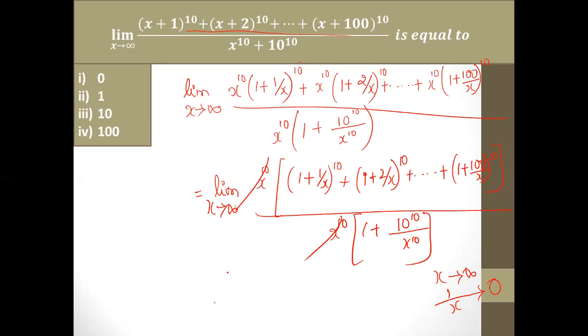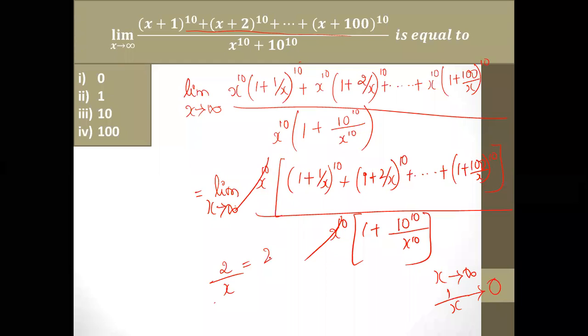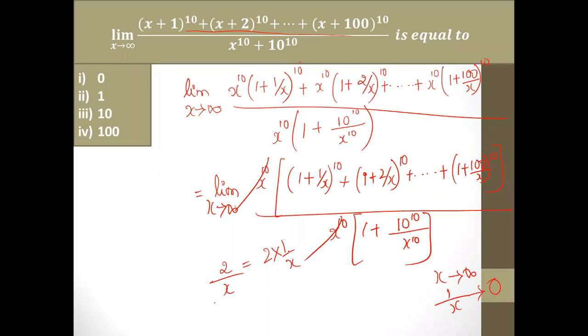If it is 2 by x, how will you write it? 2 by x you can also write as 2 into 1 by x, correct? 2 by x is nothing but 2 into 1 by x. Similarly 3 by x is 3 into 1 by x, and 100 by x is 100 into 1 by x. In the same way, okay, Prabha? Now, did you apply it? Similarly, 10 power 10 by x power 10 can be written as 10 by x whole power 10. And 10 by x can be written as 10 into 1 by x whole power 10.